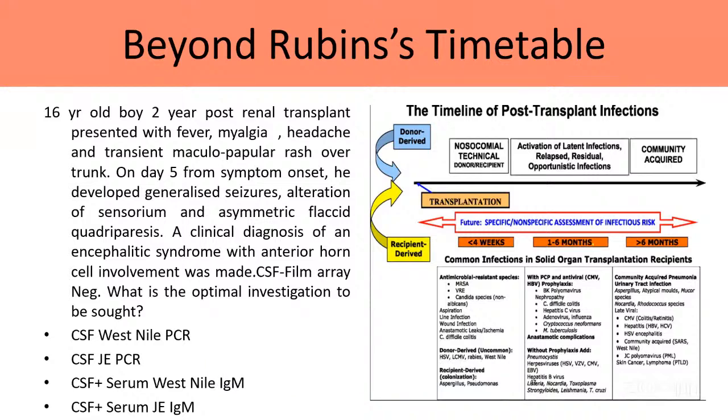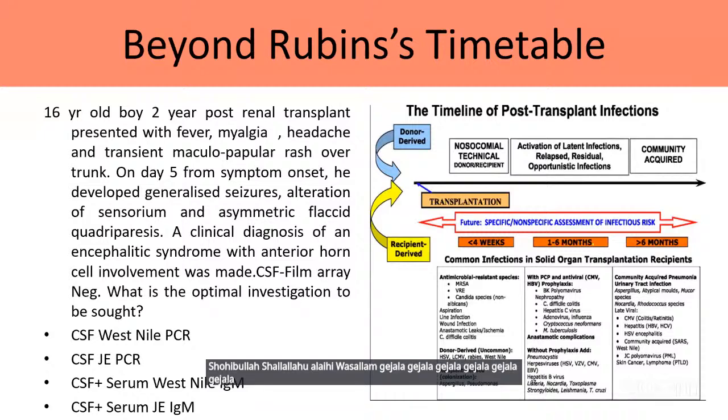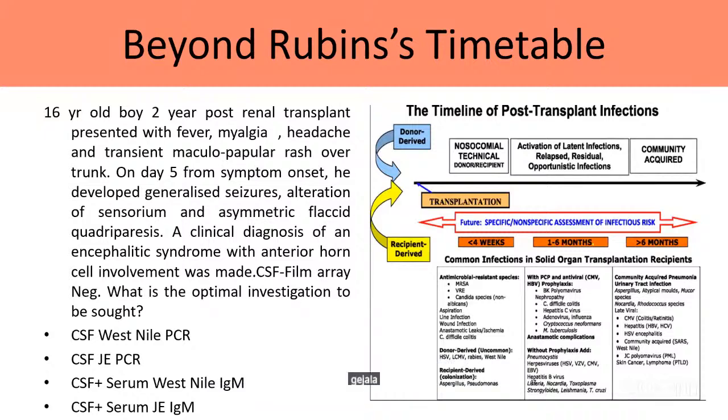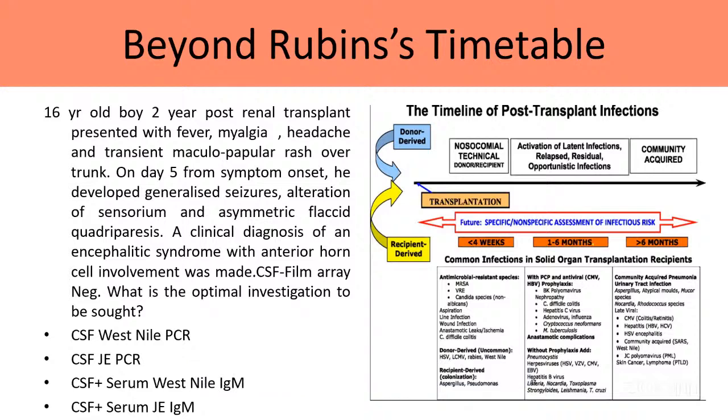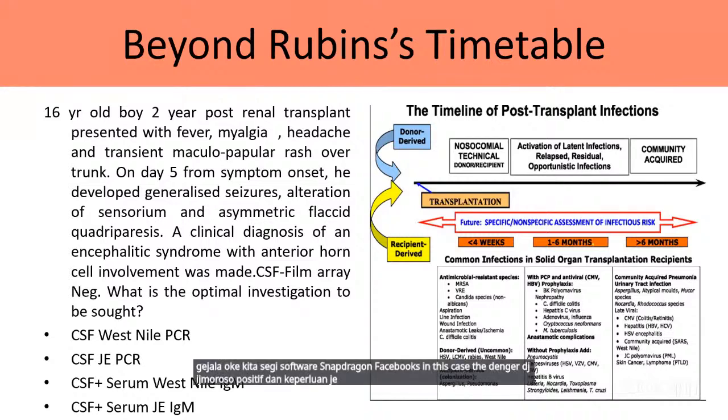So basically, if the serum IgM is positive and the CSF IgM is positive, we'll take it as a case of West Nile virus infection. Suppose in this case, the dengue and the JE IgM are also positive, then the problem is that there is always a chance of flaviviral cross reactivity. And we need to look at investigations like plaque reduction neutralization test to confirm whether it is West Nile or JE. Here it is easy because the flaccid quadriparesis is usually a feature of West Nile.